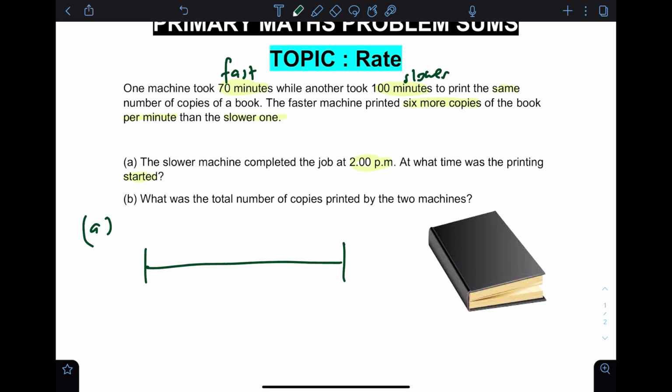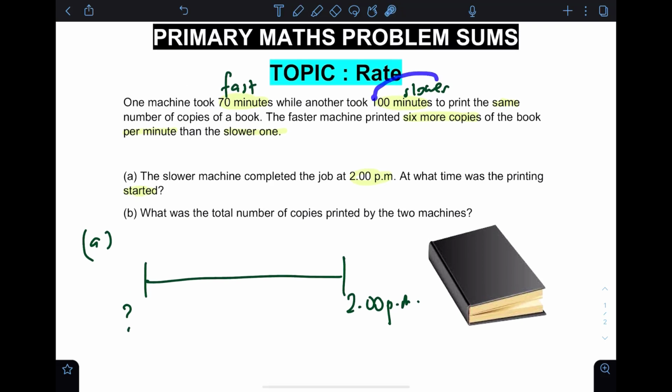Okay, the job completed at 2 p.m. What time did it start? Slower machine. Which one is slower? The one that is 100 minutes, not the one at 70. 70 is faster. 100 minutes means you can go backwards by 1 hour first. So that is 60 minutes, and you land yourself at 1 p.m.